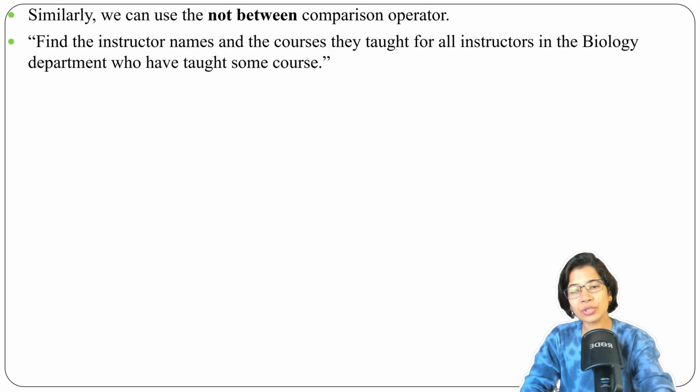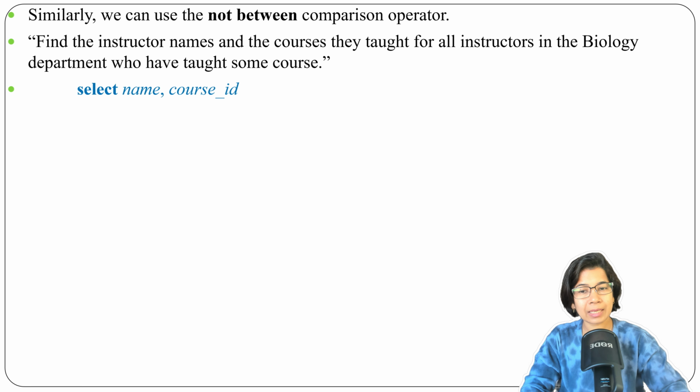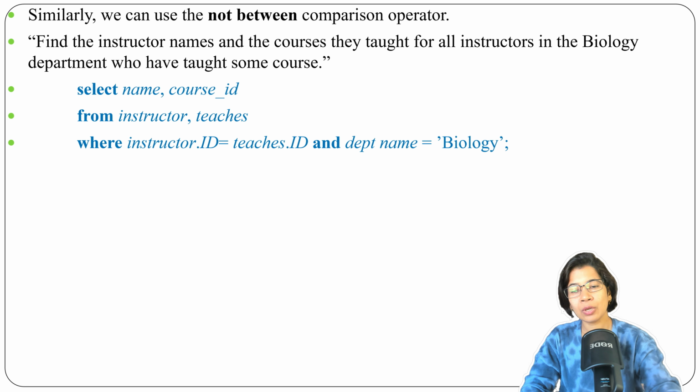Now find the instructor name and the course they taught for all instructors in the biology department who have taught some course. So we want to show all the instructors who teach in the biology department. So select name, course ID from instructor, teaches. It will retrieve data from two relations, instructor and teaches, where instructor ID equals teaches ID and department name equals biology. Inside where we can equate more than one attribute.